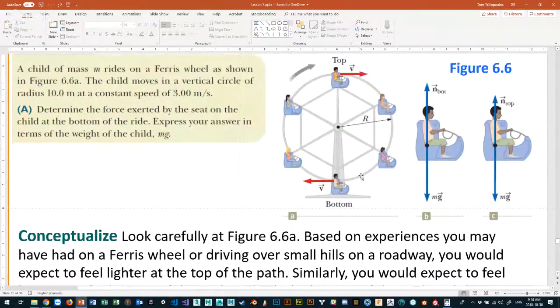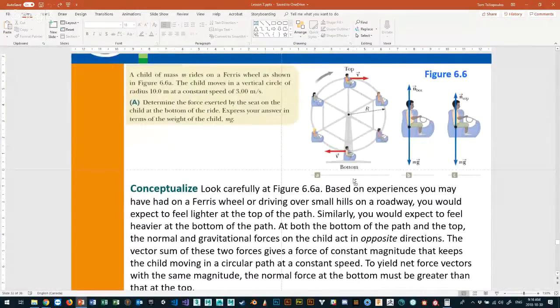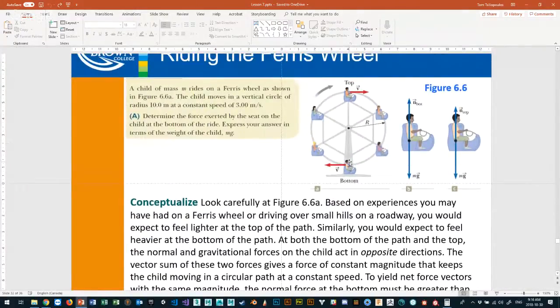All right, some numbers for this one. Now, this is very similar to the one we got on the assignment, by the by. Just saying. So a child of mass m rides on a Ferris wheel as shown. The child moves in a vertical circle of radius 10 meters, at a constant speed of 3 meters per second. That's pretty quick. Determine the force exerted by the seat on the child at the bottom of the ride, and express your answer in terms of the weight of the child.